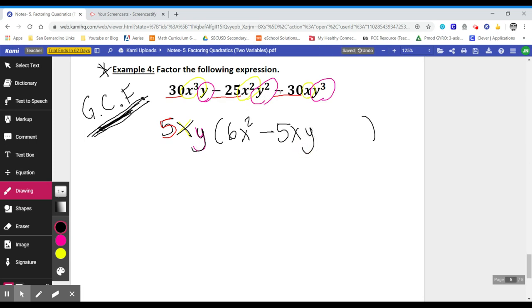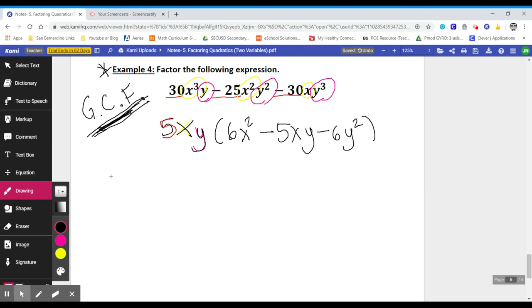Then I have to do it one last time. I have another minus in the middle. 5 times what would give me 30? That would be a 6. And then I need 1 x. I already have it, so I'm good. I need 3 y's, but I only have 1, so I'm missing 2 more y's there. So I'm going to write y to the power of 2.